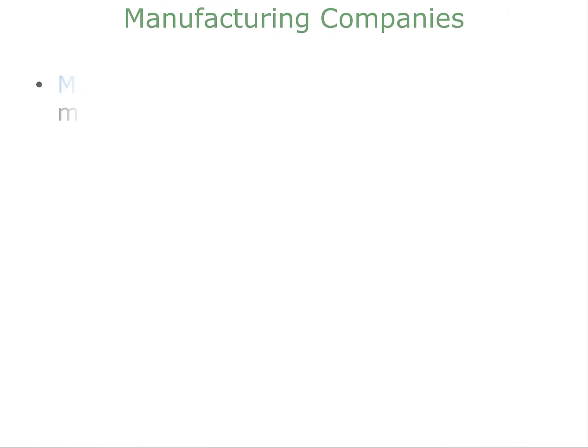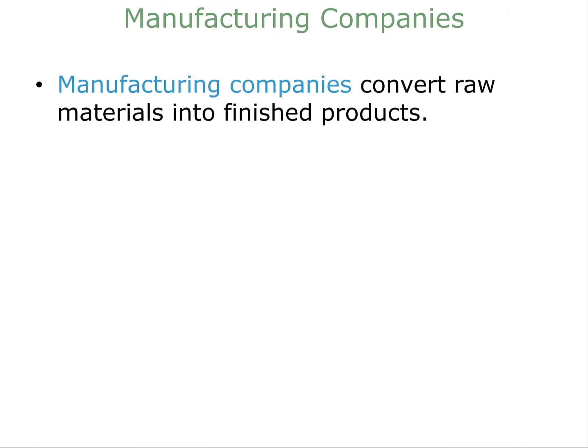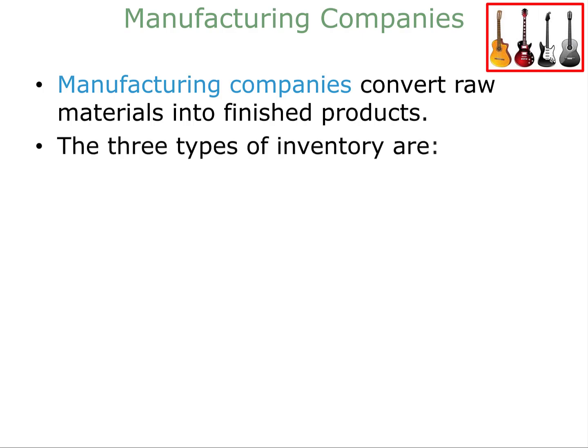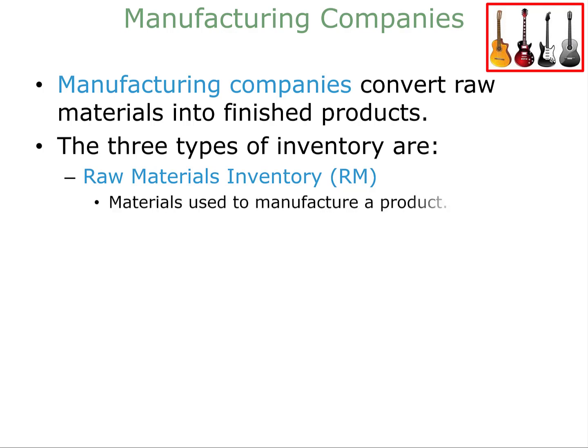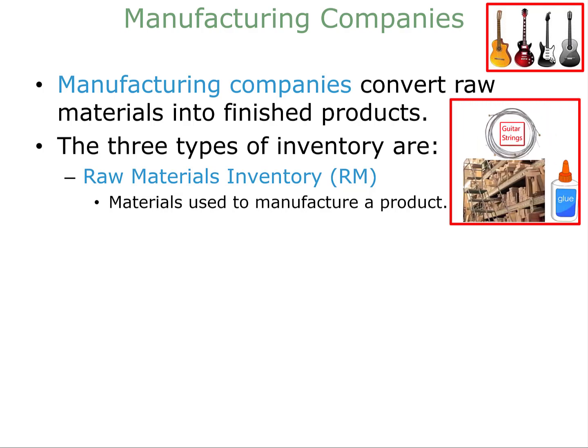More specifically, manufacturing companies convert raw materials into finished products. So, using a guitar manufacturer as an example, let's describe the three types of inventory that manufacturing companies have. The first is raw materials inventory, frequently abbreviated as RM. So what is raw materials inventory? It's the materials used to manufacture a product. So, for a guitar manufacturer, what would some of those materials be? Guitar strings, wood, and glue, to name a few.